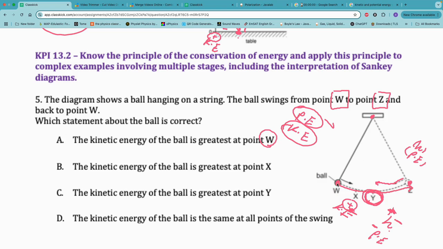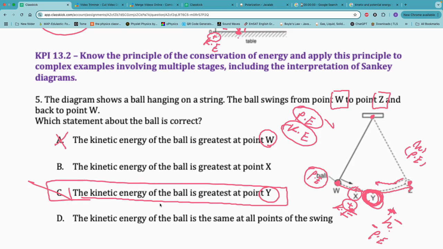At point W, potential energy is the greatest, not kinetic energy, so it's wrong. The kinetic energy of the ball is greatest at point X. It's not correct as well because it's greatest at this point, not X. The kinetic energy of the ball is greatest at Y. This is correct. So this is the best option to describe the situation.